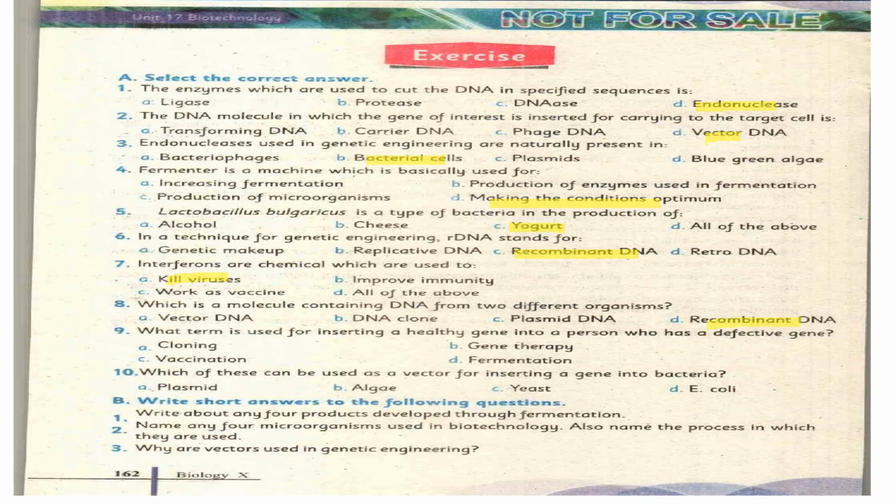A molecule containing DNA from two different organisms is recombinant DNA. What term is used for inserting a healthy gene into a person who has a defective gene? Gene therapy. Which of these can be used as a vector for inserting a gene into bacteria? Plasmid.